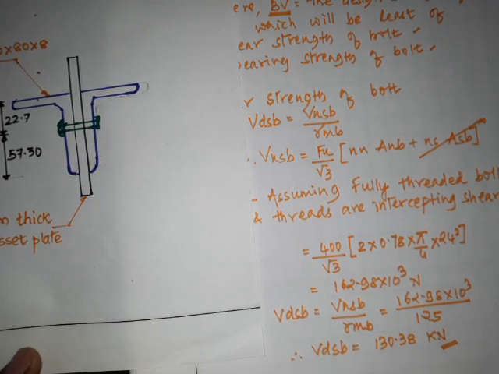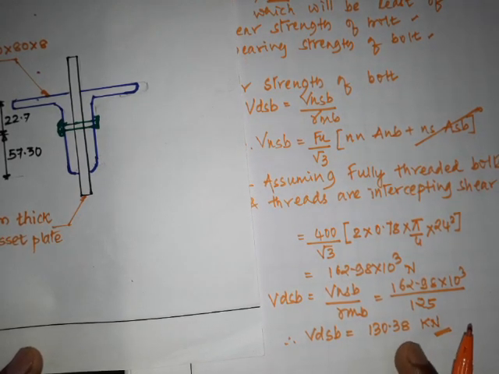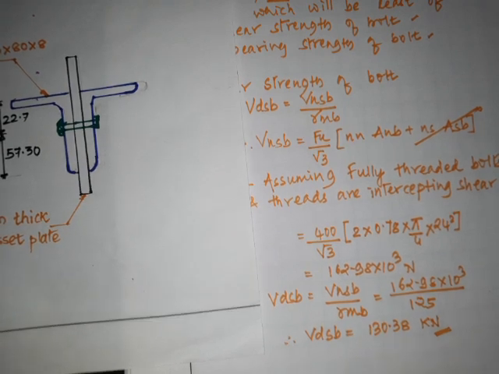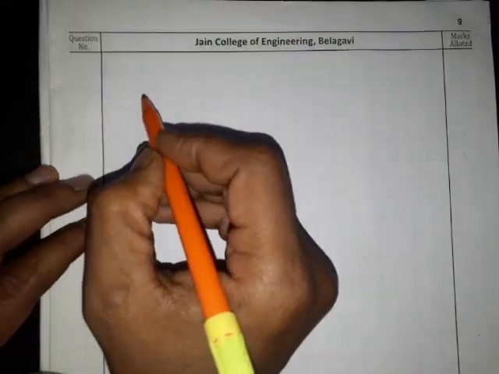VDS is equal to 130.38 kilonewton. Understood? So this is regarding the shear strength. Now we have to find out the bearing strength. So next is bearing strength of bolt.